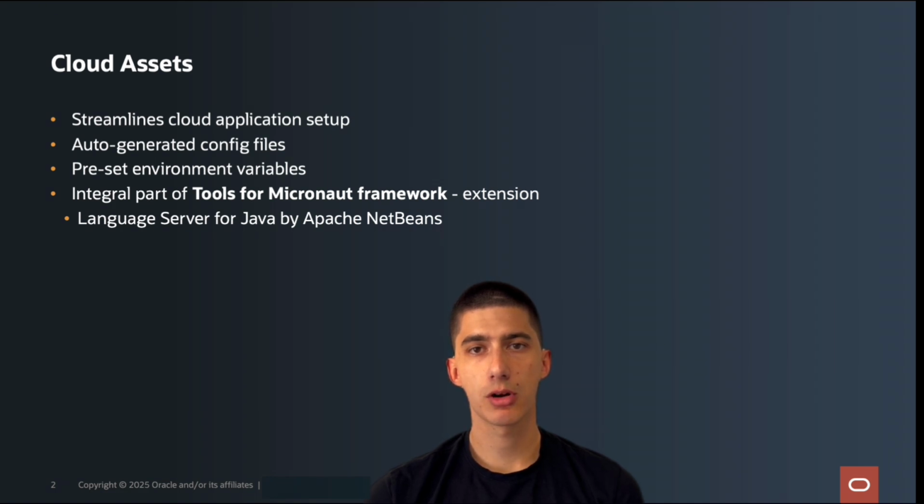Cloud Assets is an integral part of the Micronaut Tools extension and is powered by the Language Server for Java by Apache NetBeans, which you can directly install from the VS Code Marketplace. Tools for Micronaut Framework is a powerful extension for using GraalVM to develop Micronaut applications within VS Code.